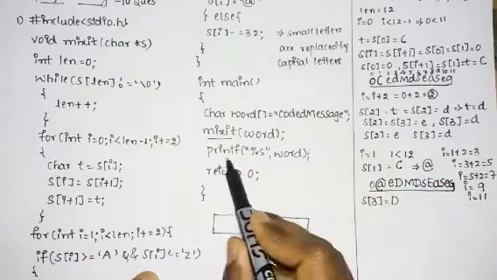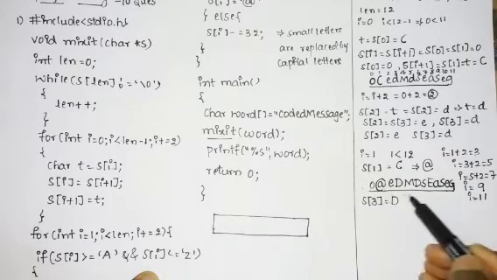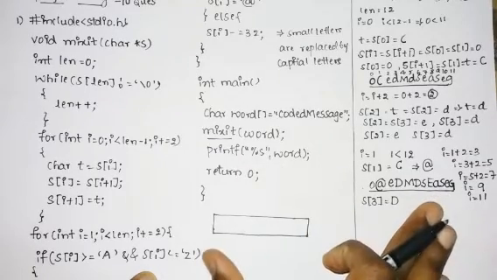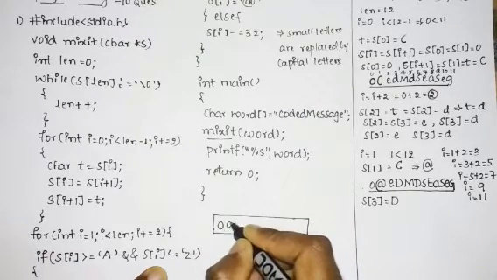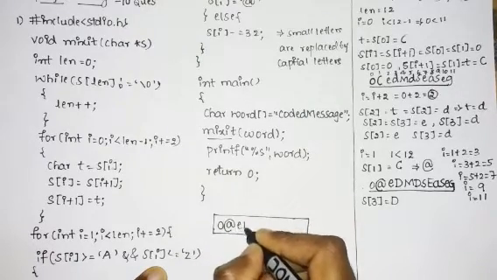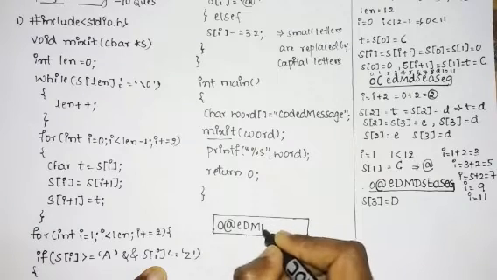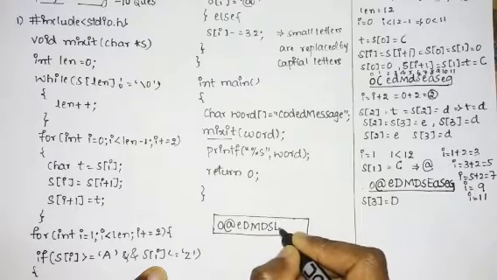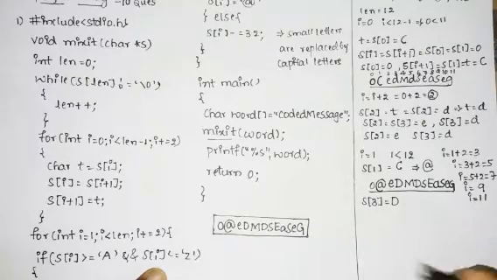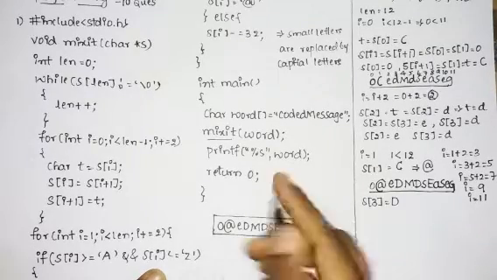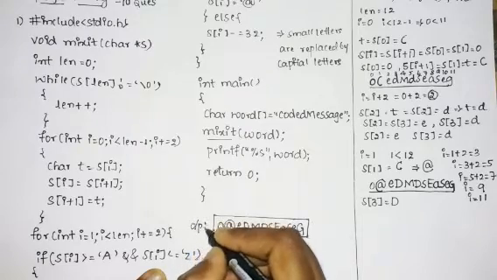After that you are going to print f percentage s comma word. This is the word which you need to print. After that you are going to return 0. So we have obtained O followed by at, E, capital D, M, capital D, S, E, A, S, E as well as G. This is the answer, the output for the given code.